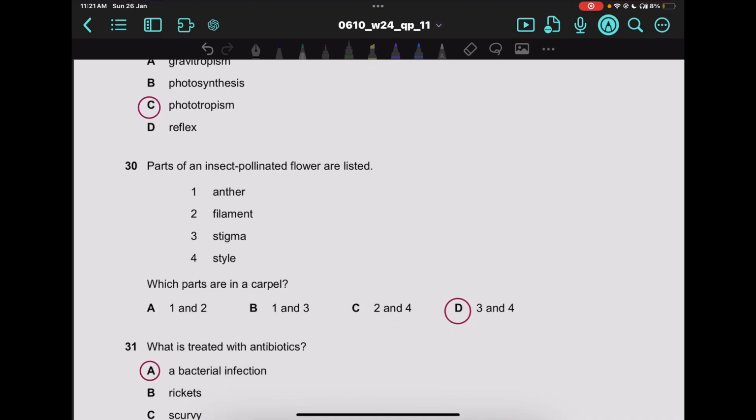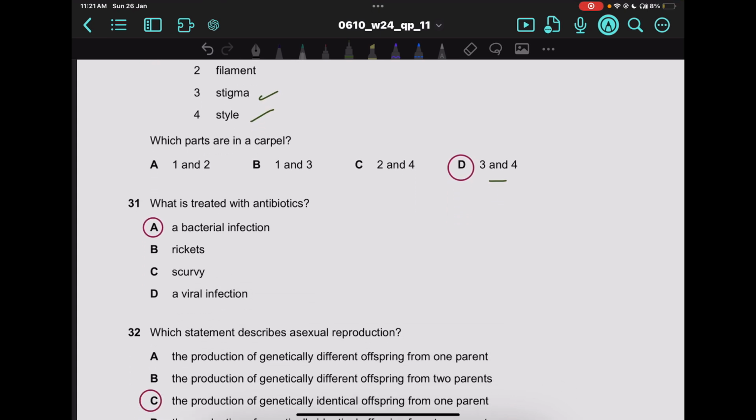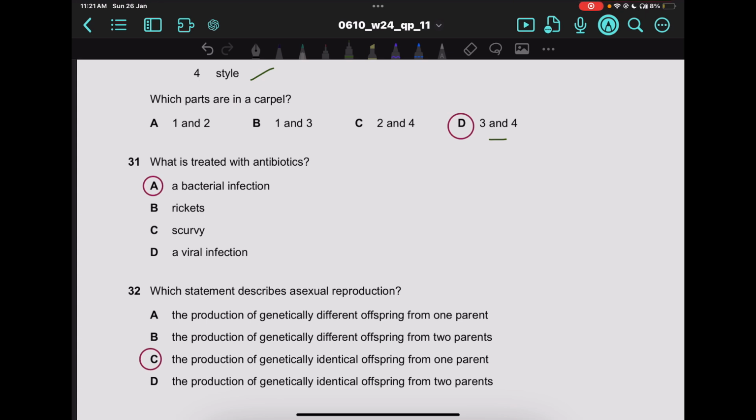Parts of an insect-pollinated flower are listed: anther, filament, stigma, style. Which parts are in a carpel? Carpel is basically the female part of the plant, so it is actually the stigma and the style. So the answer is going to be 3 and 4. What is treated with antibiotics? A bacterial infection. Always focus on this part because many students are very confused about it. Antibiotics treat bacterial infections, not viral infections.